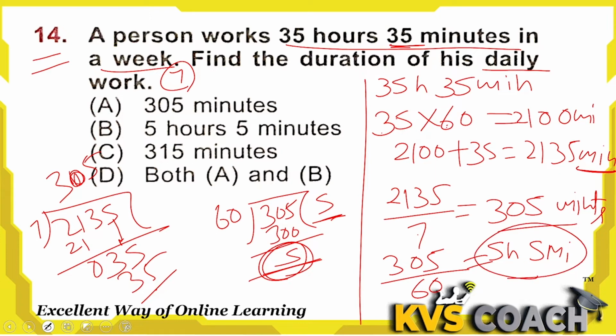Okay, 5 hours and 5 minutes, it is 305 minutes. So let's check option A, 305 minutes, right. B, 5 hour 5 minutes, it is also right. C, 315 minutes, wrong. So both A and B are the right answer here. So D is the right answer.